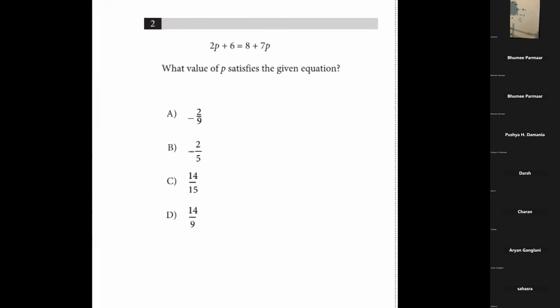Okay, so if they have any questions, they can raise their hand. Now we're going to move on to question 2. This one will require us to figure out the value of p, the unknown. I'll give you all about a minute.